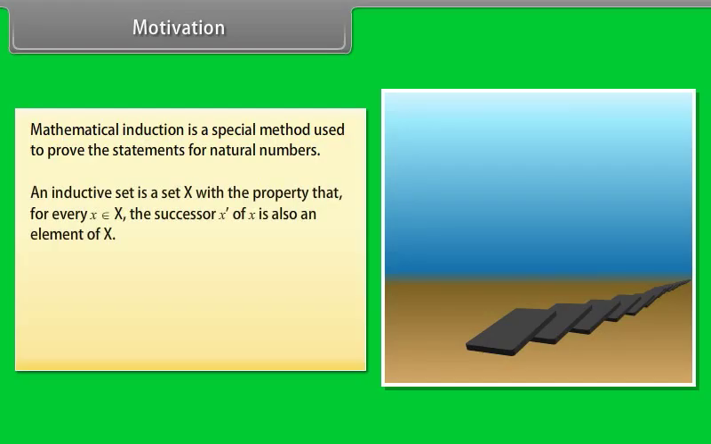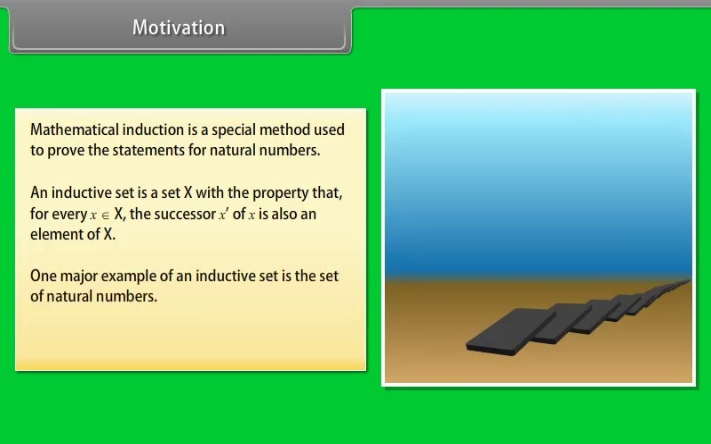An inductive set is a set capital X with the property that for every x belongs to capital X, the successor x dash of x is also an element of capital X. One major example of an inductive set is the set of natural numbers. The set of natural numbers is denoted by capital N.